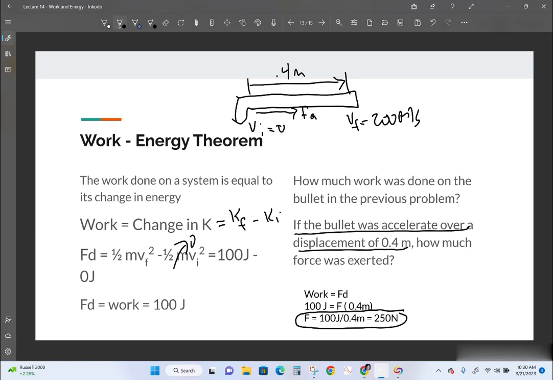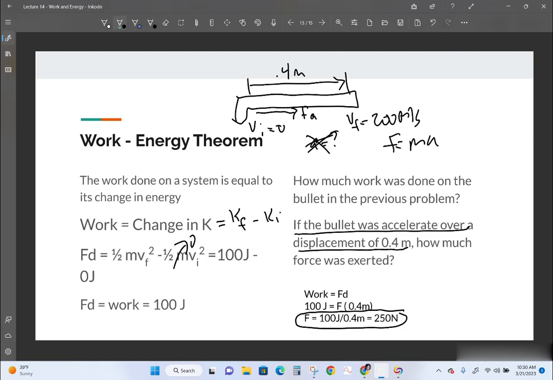Now I want you to notice that this is similar to some of the problems we did in kinematics, right? When we wanted to figure out how much force, we would first have to find the acceleration, and then we would use F equals ma to find the force. So using this idea that the work done on it is equal to its change in kinetic energy actually simplifies our kinematics problems for us, because we don't have to find the acceleration anymore. We can use this idea that work is equal to change in kinetic energy, and it becomes a one-step problem.